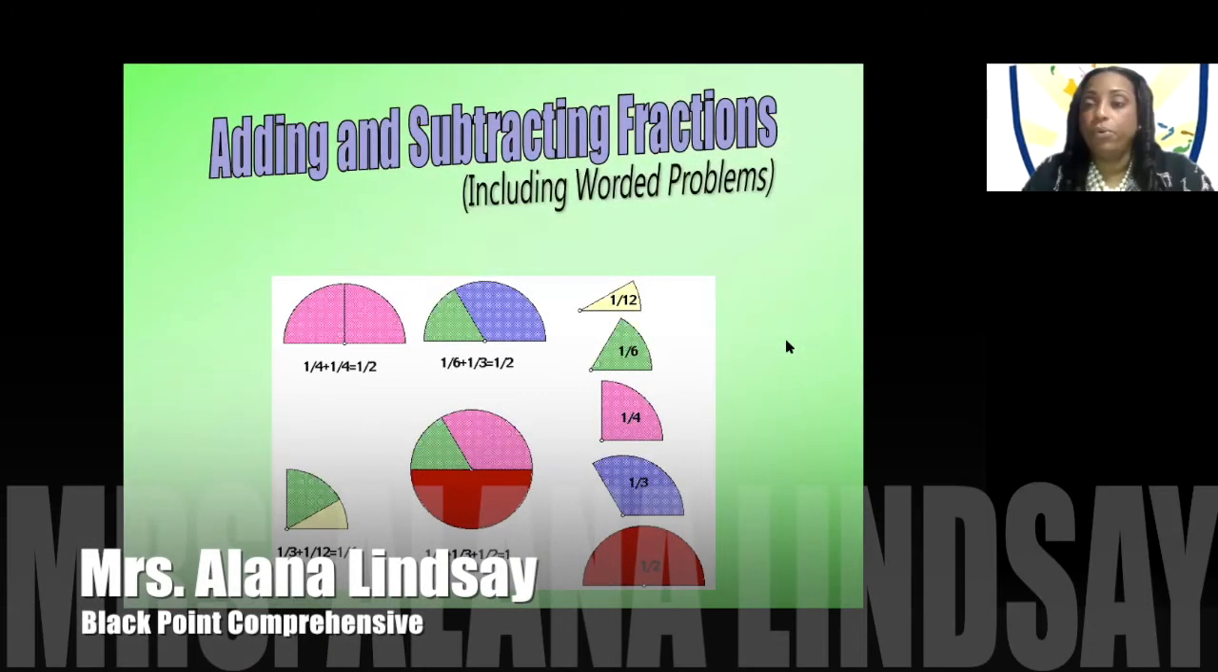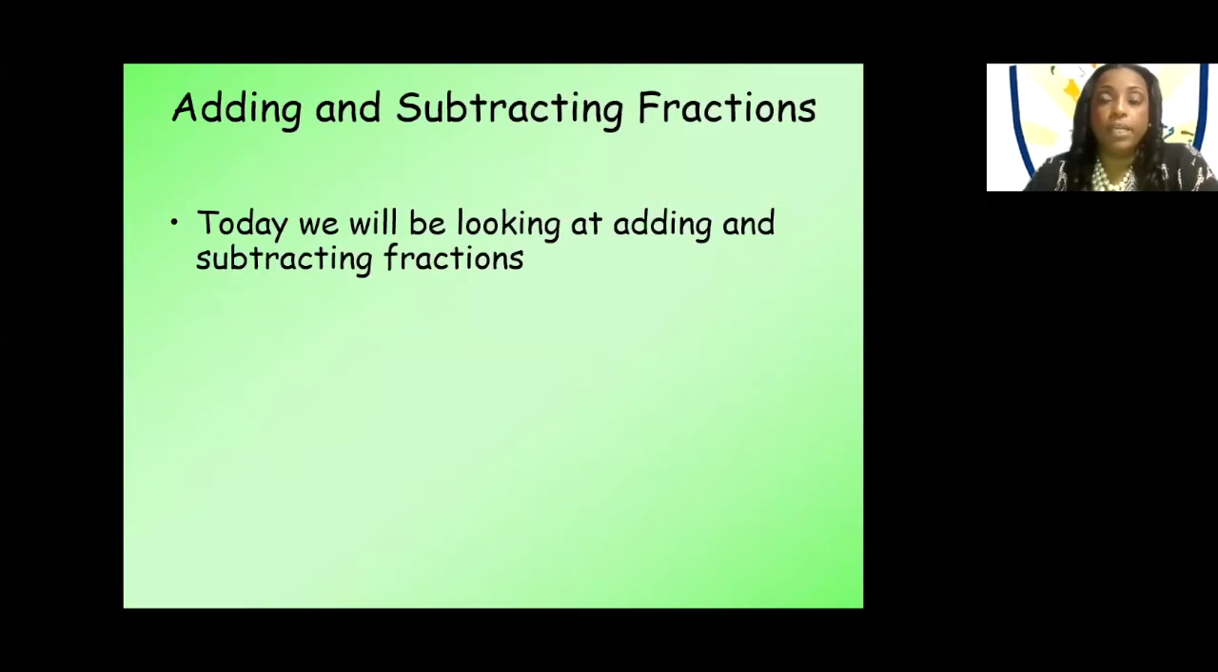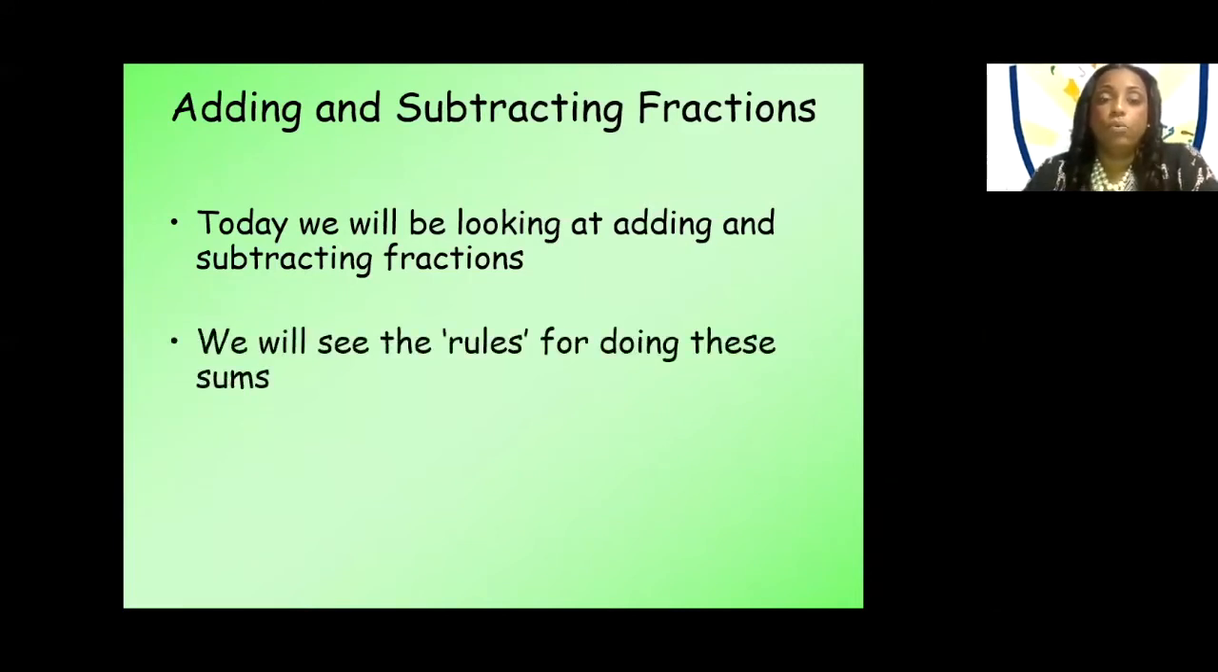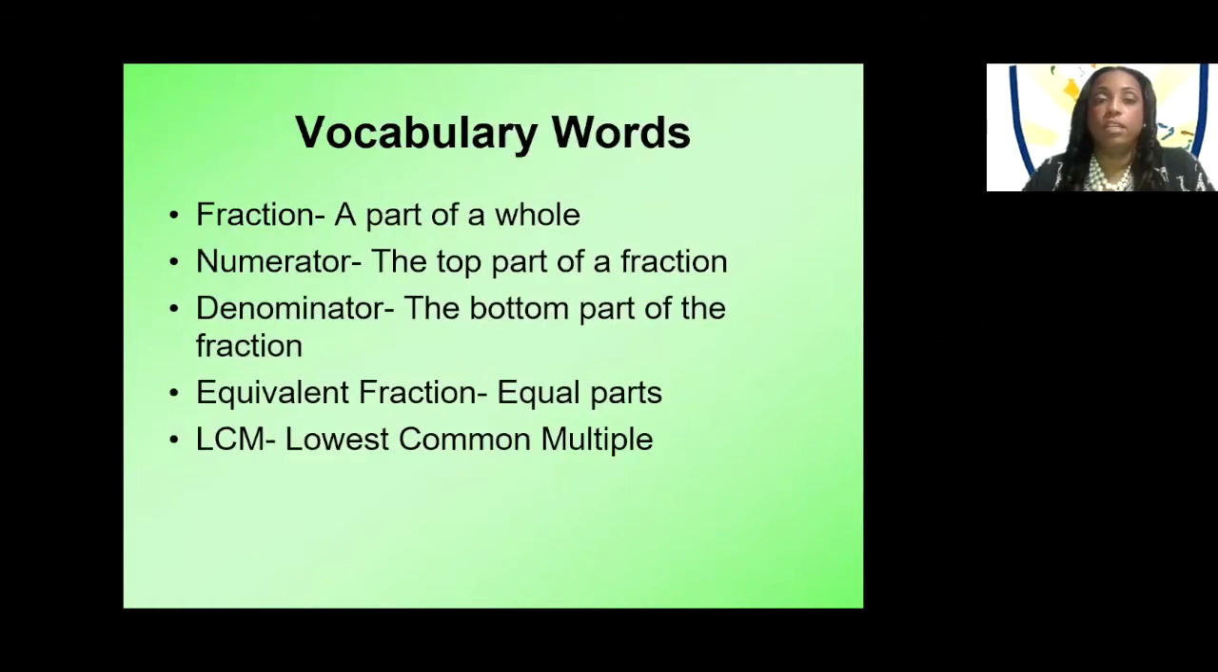Okay, good morning all. I will be presenting to you a lesson on adding and subtracting fractions, and this will include worded problems. So again, today we will be looking at adding and subtracting fractions. We will investigate some of the rules for doing these. Then we will also be looking at worded questions which use the same rules.